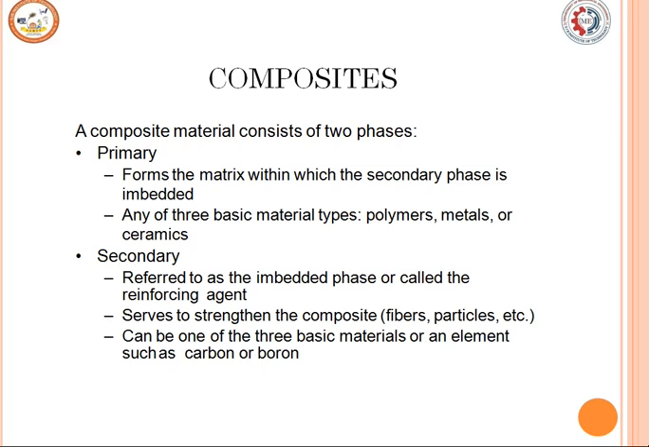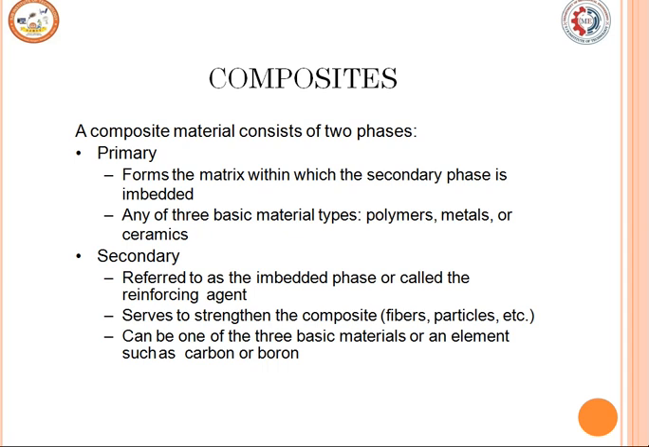So welcome to module 5 contents of material science and metallurgy. So we'll be discussing what composites are. Composites have two phases, one is the primary and the other is the secondary. The primary forms the matrix within which the secondary phase is embedded.